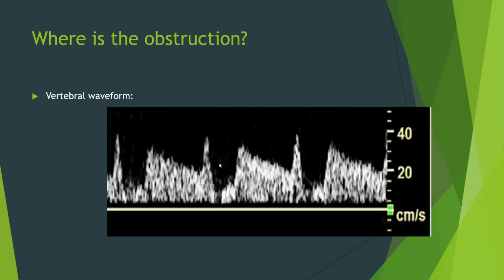All right, so we put our Doppler in that vertebral artery again. We're getting this type of flow. So looking at acceleration time, thinking about what our normal vertebral artery looks like.